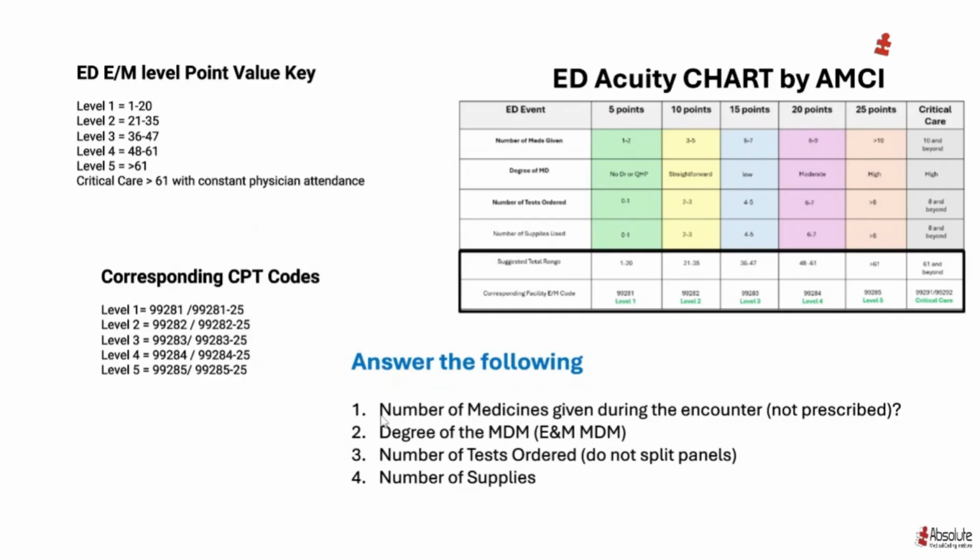But most important, you're going to have to answer the following questions. What is the number of medicines given during that encounter? Not the ones prescribed, but given during that encounter. What is the degree of the medical decision making? Yes, the E&M medical decision making. So you have to know how to code for that provider. Even though we're not coding for the provider, we need to know what the provider's level of decision making was. You also have to document the number of tests ordered. And if you've got panels, do not split those panels. Code one panel as one test, and the number of supplies.